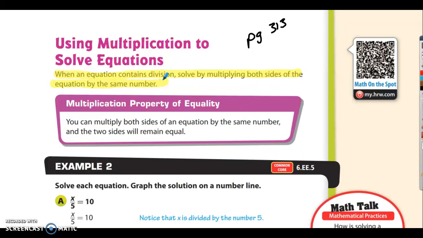If it's an addition equation, we solve by subtracting. If it's a subtraction equation, we can solve by adding. If it's a multiplication equation, we solve by dividing. And what we're about to look at are division equations that we're going to solve by multiplying. The property is called the multiplication property of equality. You can multiply both sides of an equation by the same number and the two sides will remain equal.